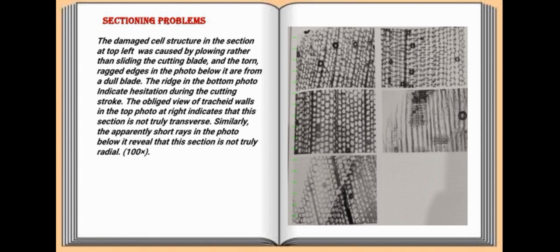Sectioning problems are common challenges encountered when preparing specimens for microscopic analysis, especially when using techniques such as paraffin embedding or cryosectioning. These issues can affect the quality of the sections and ultimately the quality of microscope observations.